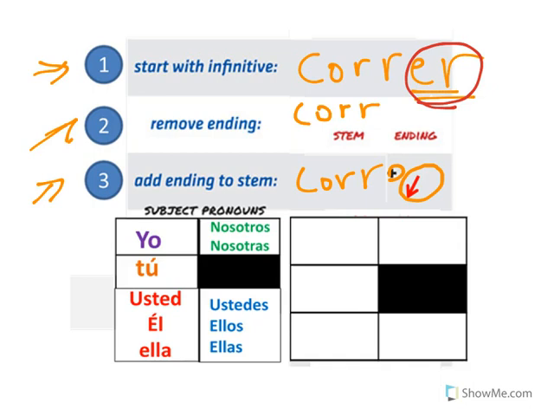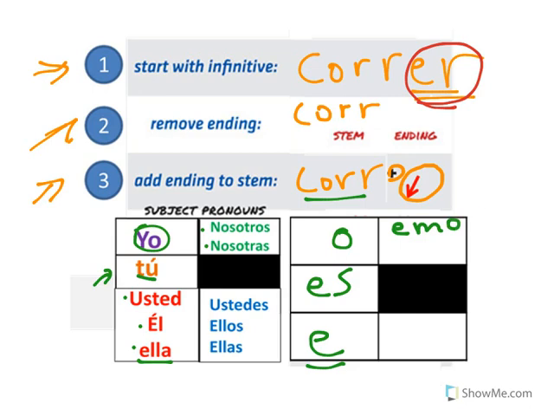In the yo form, the ending will be an O, just like with AR. So to say I run, you would say yo corro, with an O at the end. The tú ending is an ES. So to say you run, it would be tú corres. Usted, él, and ella, it is an E ending. So to say something like she runs, that would be ella corre. The nosotros and nosotras is emos.